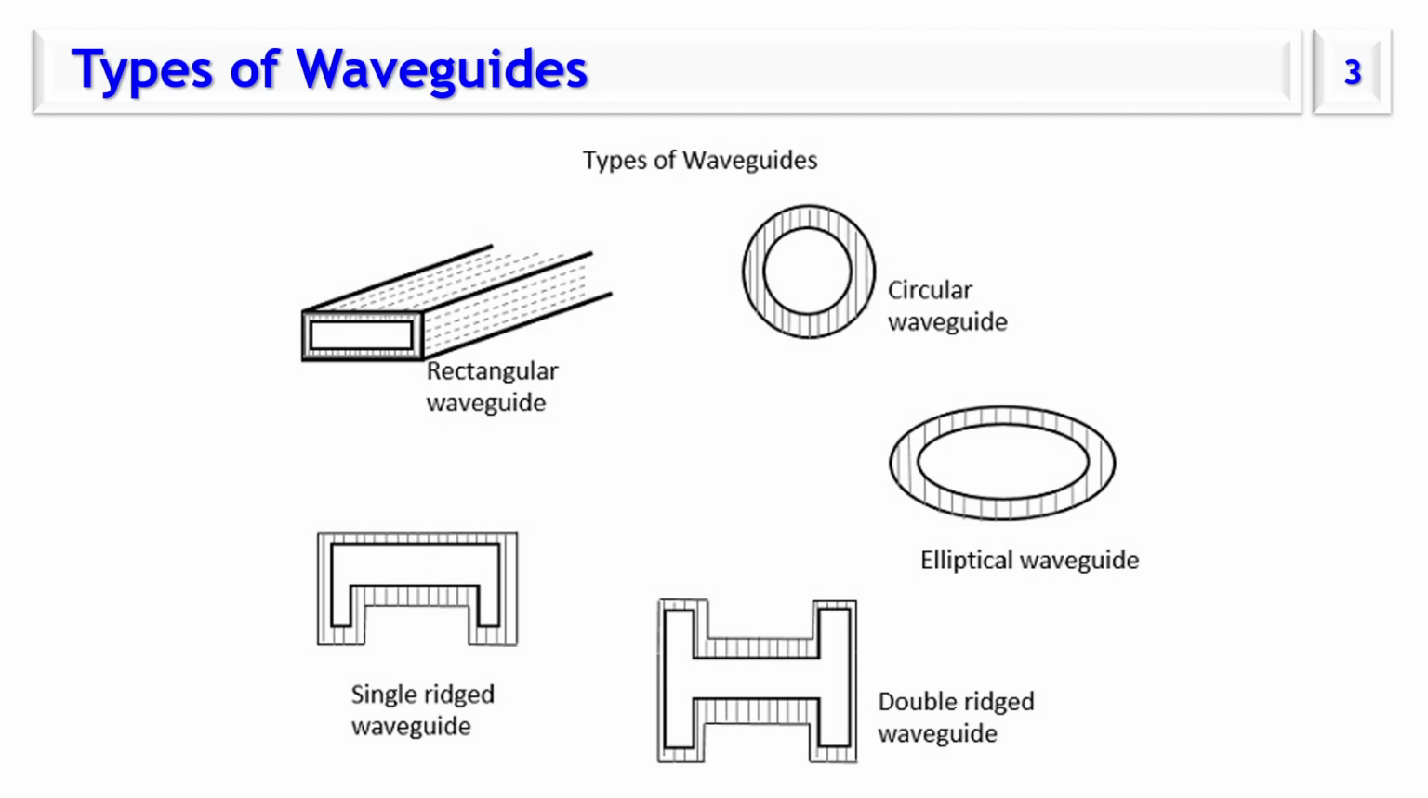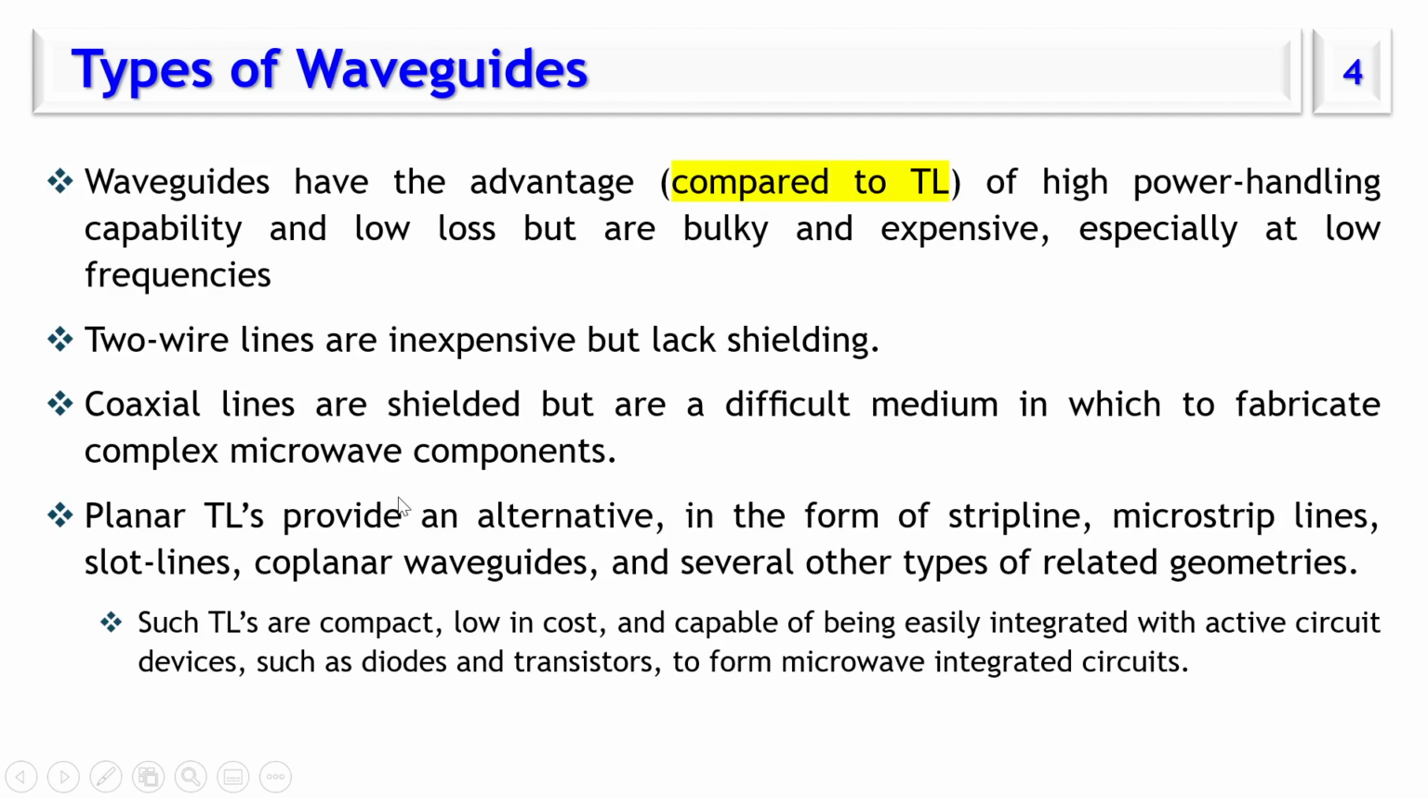Here I'm showing a number of famous waveguides: the rectangular waveguide, circular waveguides, elliptical waveguides, and those ridged waveguides, single ridge and double ridge. All of those have their own applications, but the most famous, which I will deal with, is the rectangular waveguide.